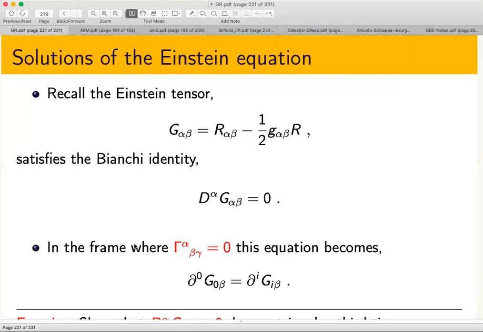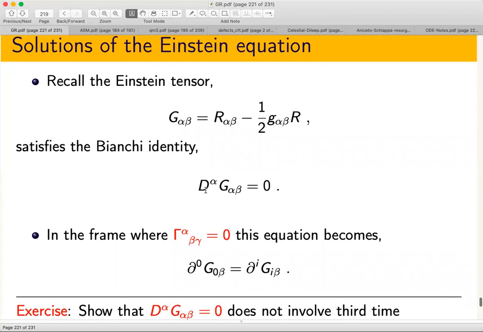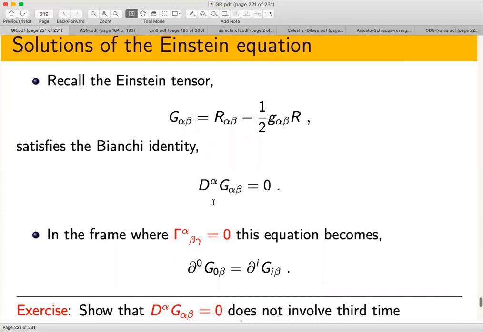Okay. So what we could do is that we could work in some coordinate system in which gamma alpha beta gamma is 0. So the advantage of doing that is that we can convert this equation into a simpler form. Okay, convert all the covariant derivatives into partial derivatives. So if you do that, then this equation can be written as del 0 g 0 beta is equal to del i g i beta. Okay, that is what this equation would boil down to.